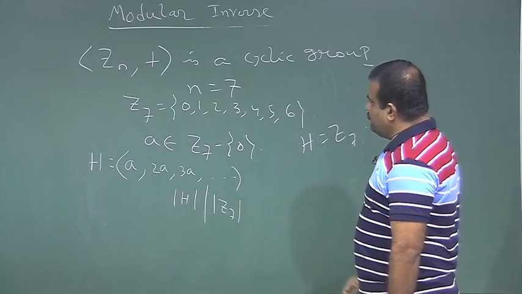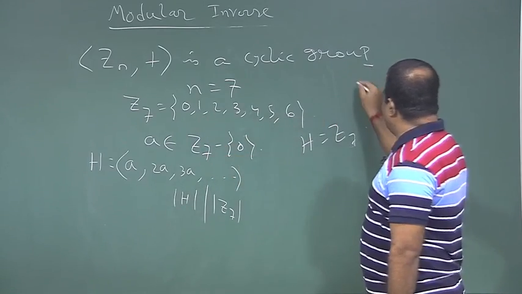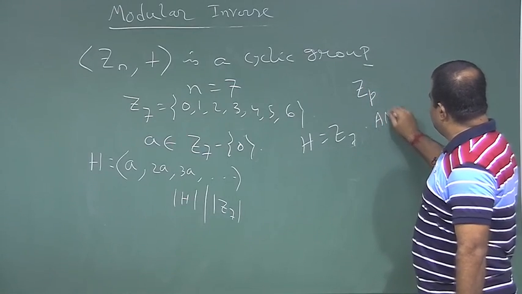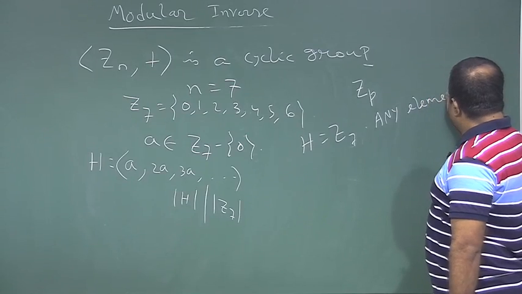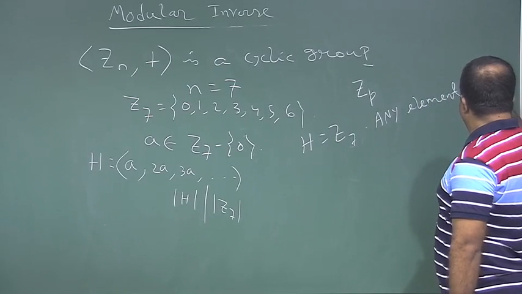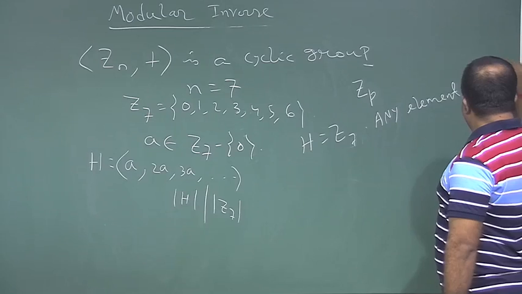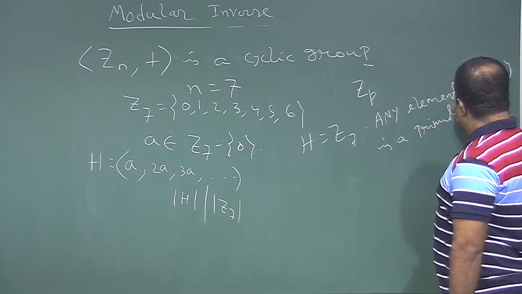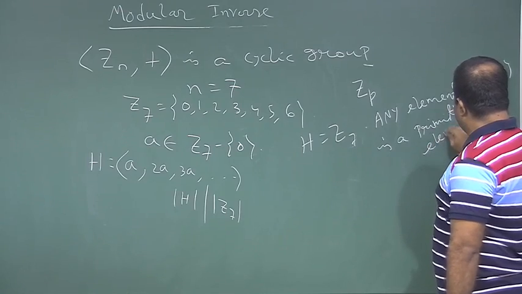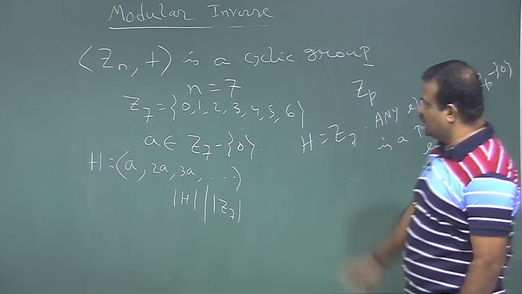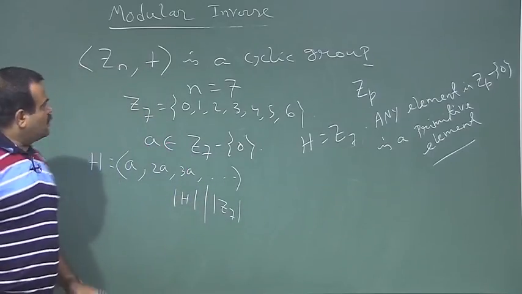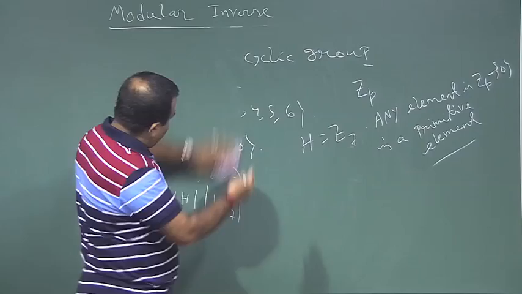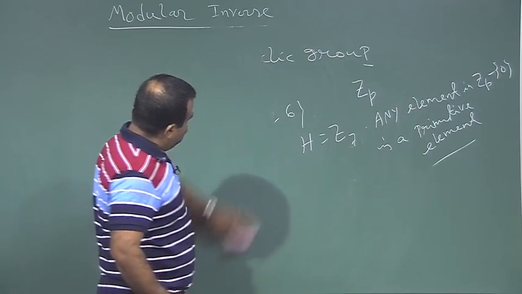So if P is prime and we consider ZP, then any element other than 0 in ZP minus 0 is a primitive element or a generator, a primitive element in the additive sense. So far the operation we have defined is the addition. Okay, now we will define another operation, and the modular inverse under the additive sense is the inverse.